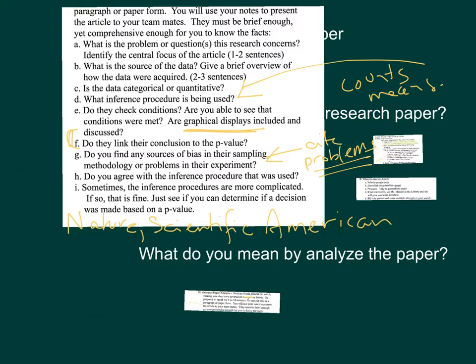Do you agree with the inference procedure that was used? Maybe they used counts and did a mean of the counts rather than doing proportions. So sometimes, again, the inference procedures are more complicated. If so, that is fine. Just see if you can determine if a decision was made based on a p-value.